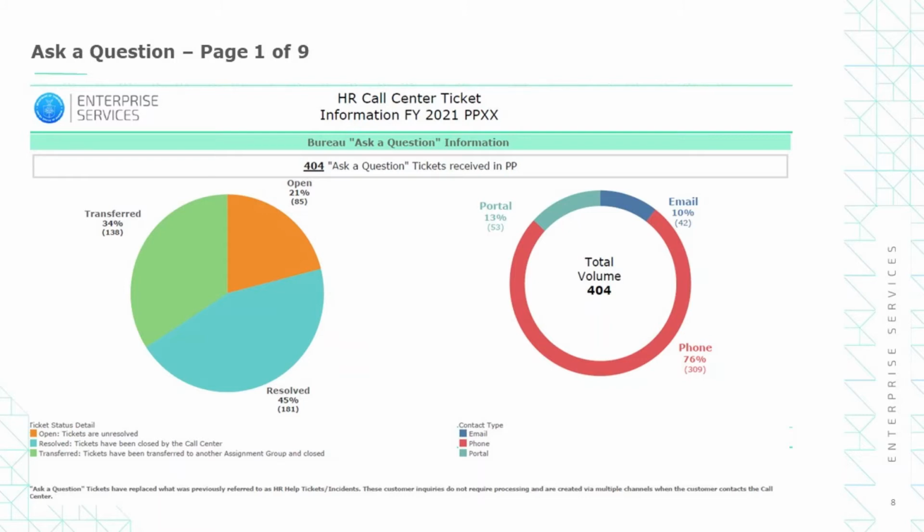The graph on the left shows the number of Ask a Question tickets received in a pay period. You can see the number of tickets still open, in this example, 85, the number transferred and closed, 138, and the number resolved, 181. The graph on the right shows which channels your bureau used to submit your Ask a Question tickets. In this example, 76% of tickets were submitted by phone in this pay period.